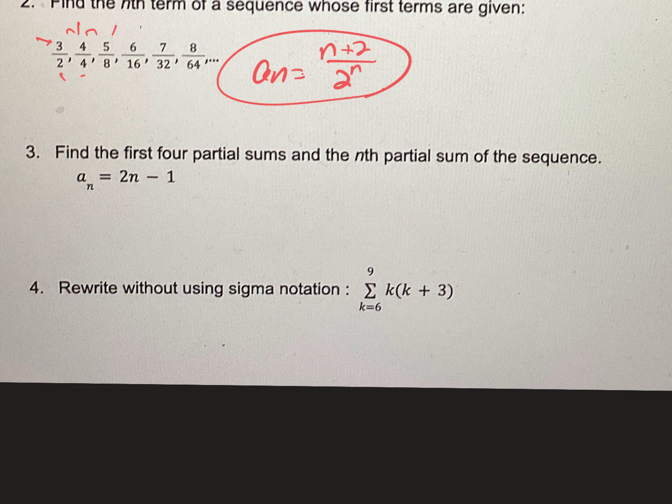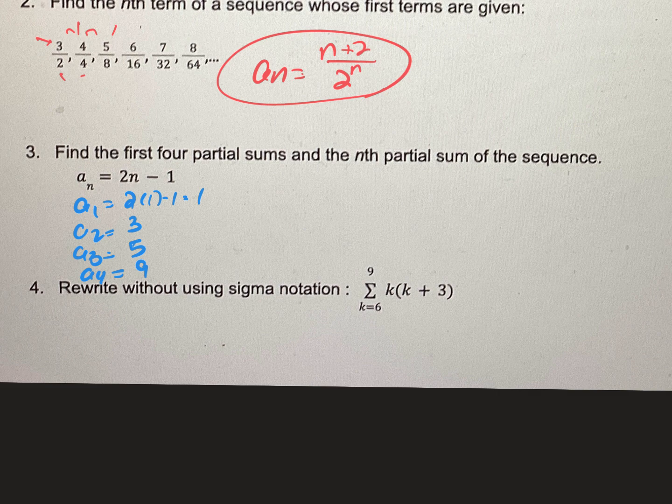All right, number 3, find the first 4 partial sums and the nth partial sum. Okay, so we got to find the first 4 terms first. So the first term, plug in 1, like this, you're going to get 1. If you plug in 2, 2 times 2 is 4, minus 1 is 3. If I plug in 3, 2 times 3 is 6, minus 1 is 5, and 4. 2 times 4 is 8, minus 1 is 9.